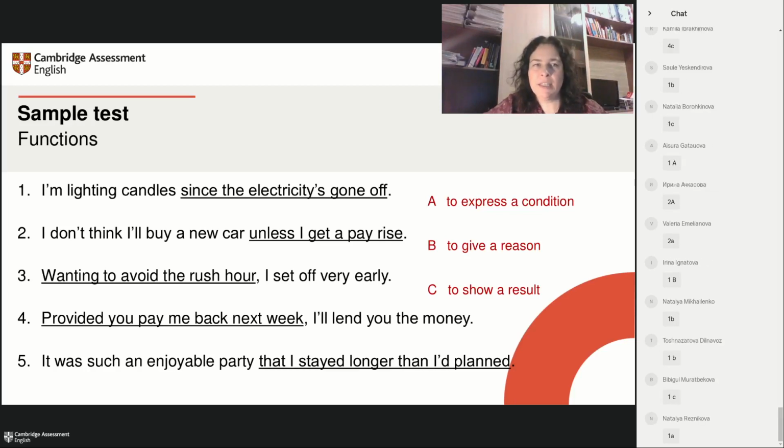We have some letters that I don't see here. Yeah, on the slide. Yeah. Okay. Yeah.